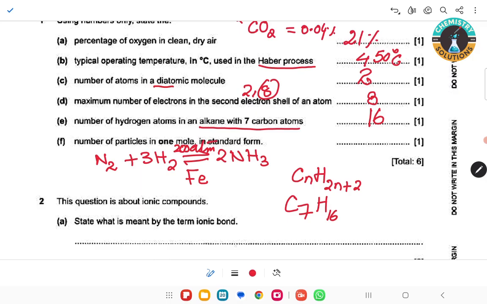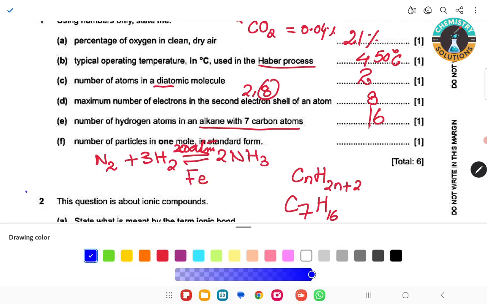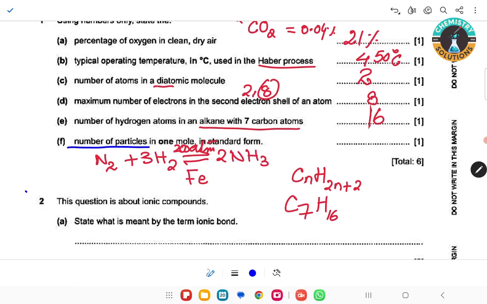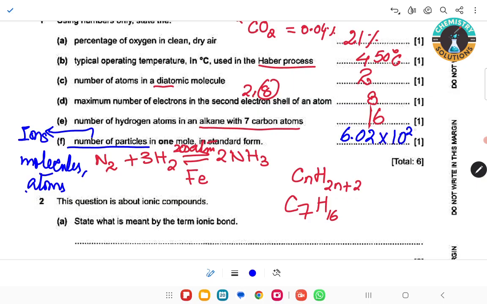Number of particles in 1 mole in standard form. What basically are the particles? Particles are basically our number of ions, molecules, and atoms. Somehow the number of electrons also comes under these headings when you have to calculate the number of electrons in 1 mole. Then we will use this standard form, that is 6.02 × 10^23. So this one is the Avogadro number.